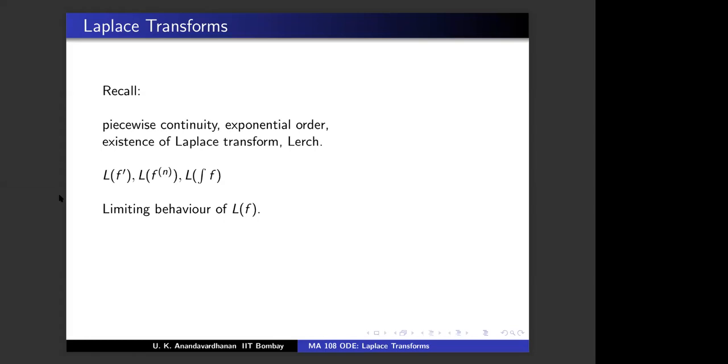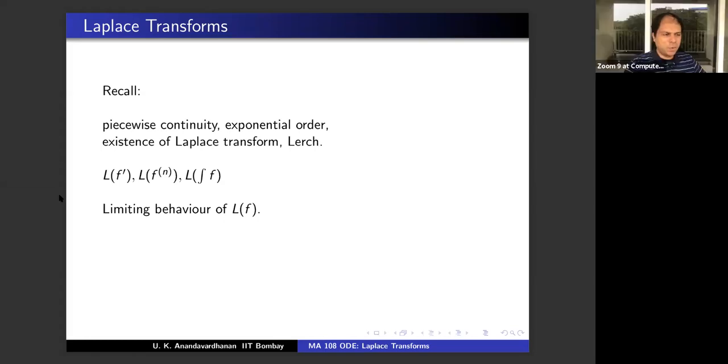Yes and no. Yes, we proved this, assuming that f is piecewise continuous and of exponential order. Under other conditions we did not prove this. We bounded the modulus of L of f by a constant over s minus a, and therefore it is true that as s goes to infinity, the limit is 0.